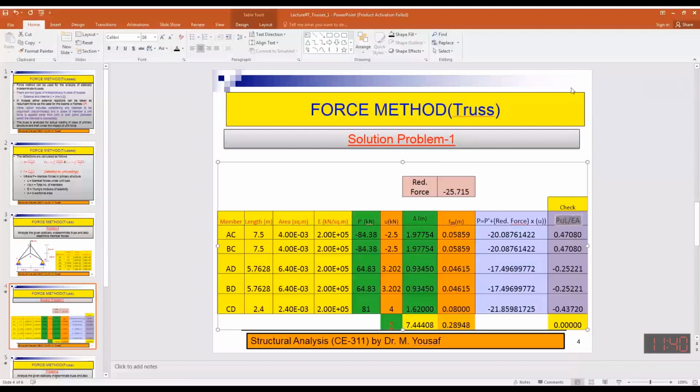Apply this one. P means minus 20, U means minus 2.5, L means 7.5, divided by AE 4 and 2. Plus 5, 10 is equal to minus 3. You will see this one value will come out. This is the final result, and ultimately you should have zero summation. Am I right? Yes, sir. Got it? Yes, sir. Okay.